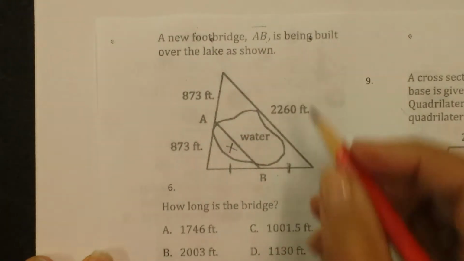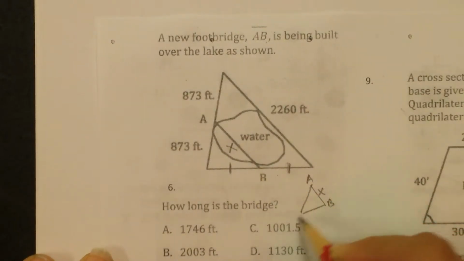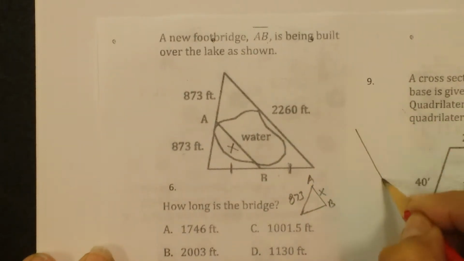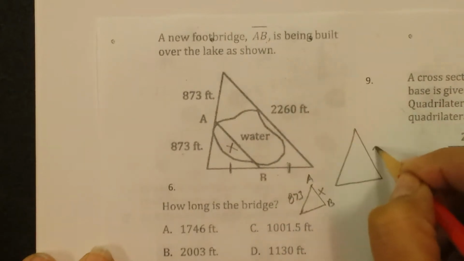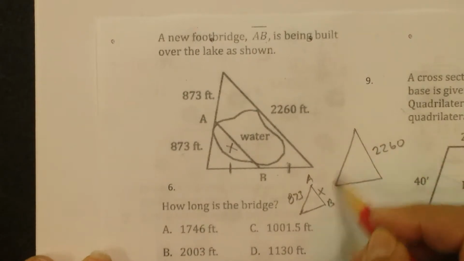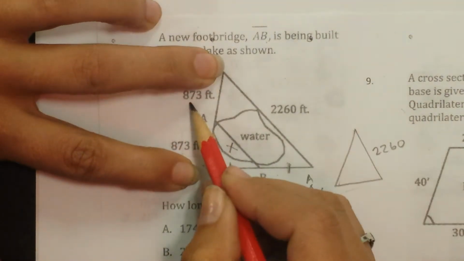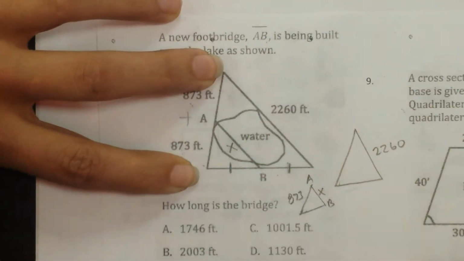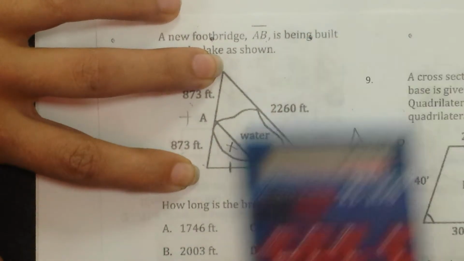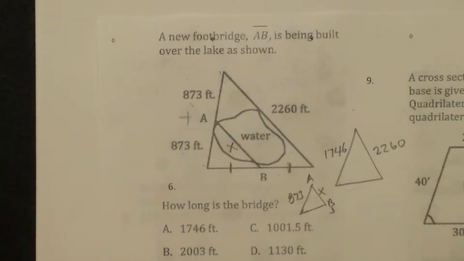I'm going to go ahead and separate the triangles. So I've got the small triangle. This is A, this is B. It's what I'm looking for, X. And here, small triangle, I have 8, 7, 3. Big triangle, here I have 2, 2, 6, 0, and I don't have anything here. Now look, from here to here is the big triangle. What's that distance? It's not 873, but 873 plus 873, which is 1746. Once you have that, set up your proportions and solve the question.